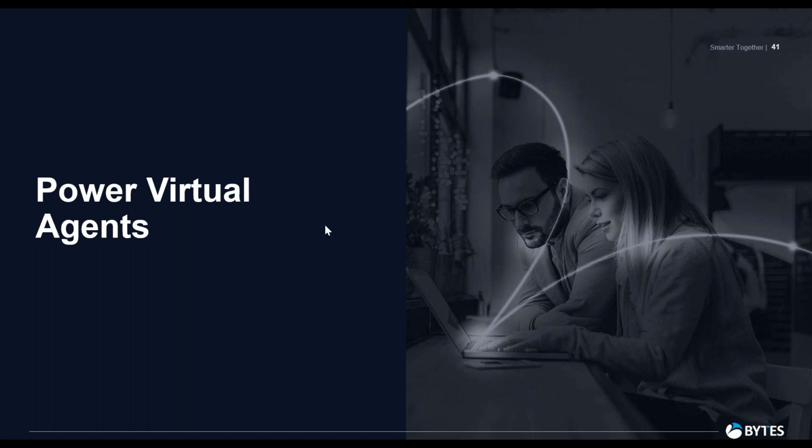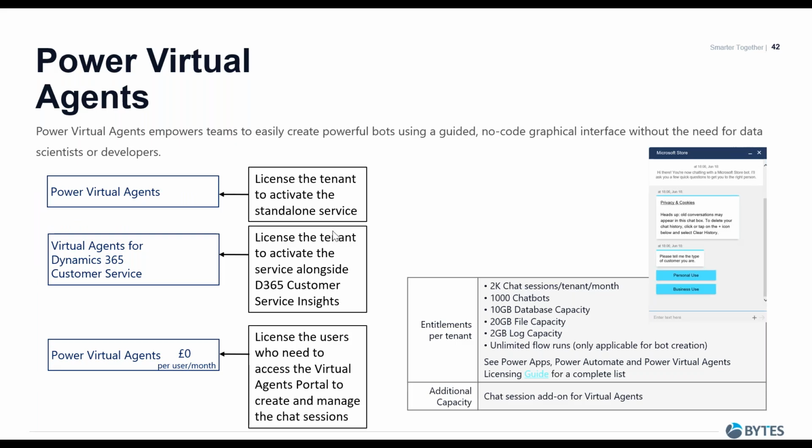So, Power Virtual Agents. Power Virtual Agent is what allows us to create customer service chatbots using a guided no-code graphical interface. So that is licensed on a per tenant basis. So you buy one Power Virtual Agent license, and that will give you 1,000 chatbots and 2,000 chat sessions. Then if you need additional chat sessions, you can buy additionals on a per 1,000 chat session basis.